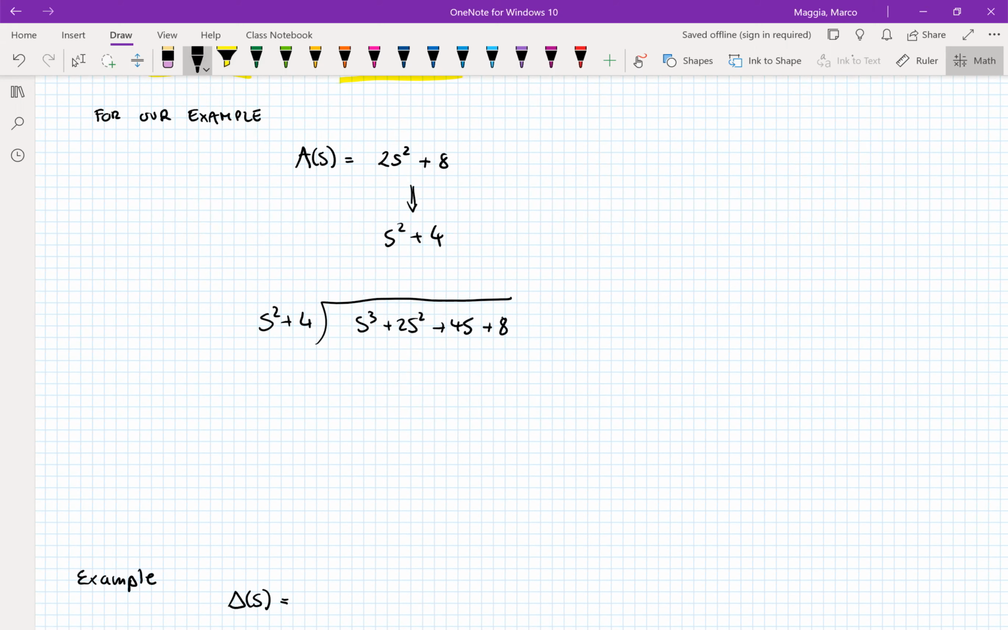And if you don't remember how to divide polynomials, you start from this term and you divide it by the first term of the divisor. So it's s cubed divided by s. It's simply s. And now you proceed by multiplying s by both of these terms. So you have s cubed and then 4s. And then you subtract these two.